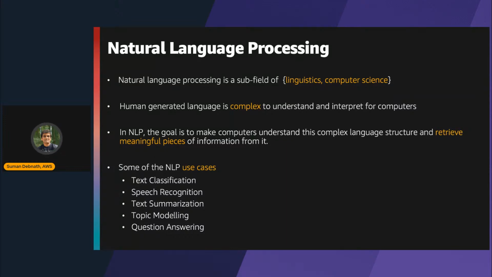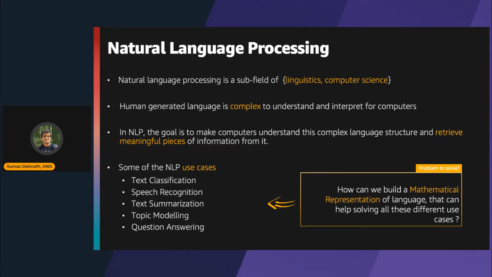I'm very sure you might be using devices like Alexa, and you might be using auto-generated text on your mobile phone, and so on and so forth. So all of these are different use cases of NLP. Now the whole idea about NLP is to build that mathematical representation of all these languages. If we can program our computer in a way that it can understand the language in a more mathematical way, then our problem is solved. So that is the whole idea about NLP.